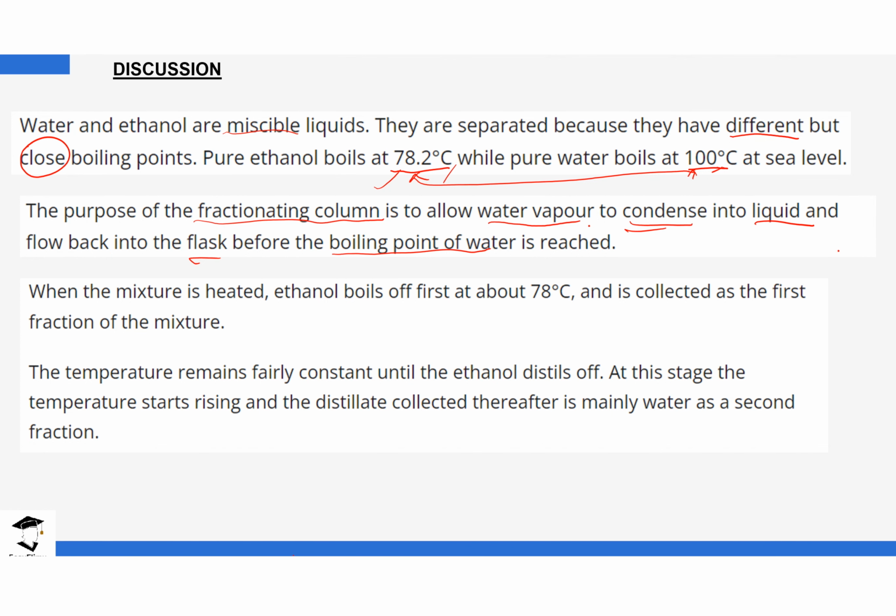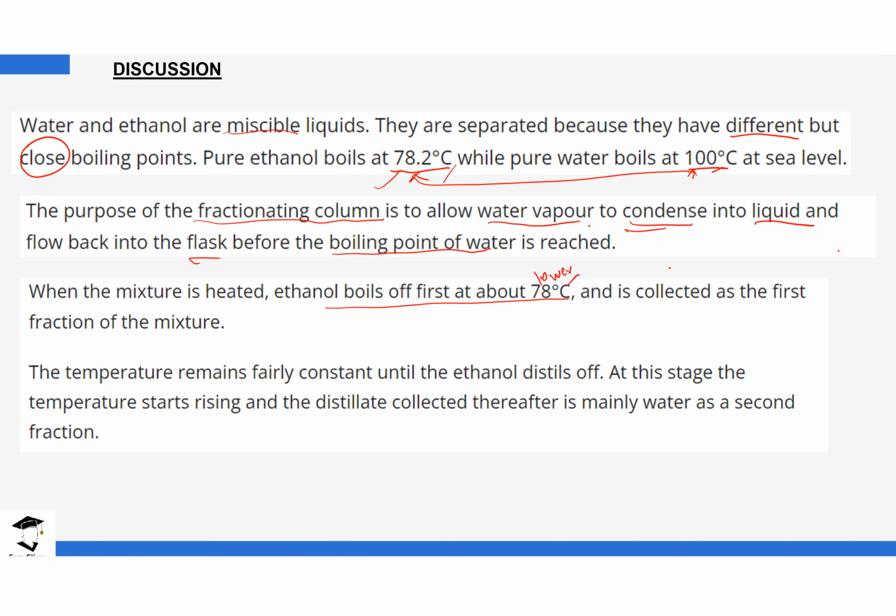The next explanation is that when we heat, ethanol is the one that boils fastest, like we have discussed. It boils fast because it has a lower boiling point, and then it is collected fast. So we said some of the water might evaporate, but when it gets to the fractionating column, it goes back into the round-bottomed flask.